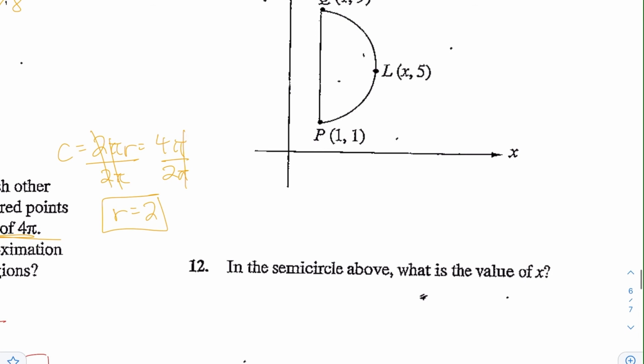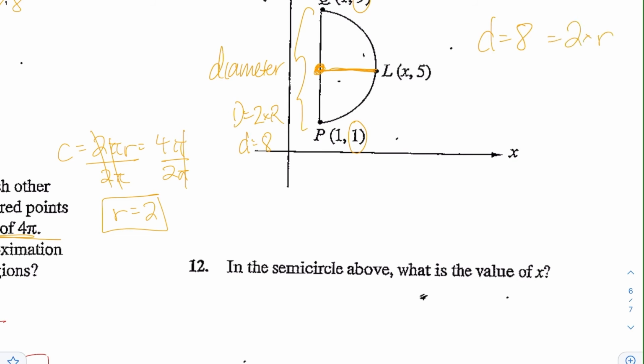All right, for number 12, in the semicircle above, what's the value of x? So in a semicircle, that's just a circle cut in half. It helps if you find the radius. Now from Q to P, this is the diameter. And the diameter is equal to 2 times the radius. So the distance between (1, 1) and (1, 9) is 9 minus 1, or the diameter here is 8. The diameter is equal to 8, that's equal to 2 times the radius. So if you divide both sides by 2, you get that the radius is equal to 4.